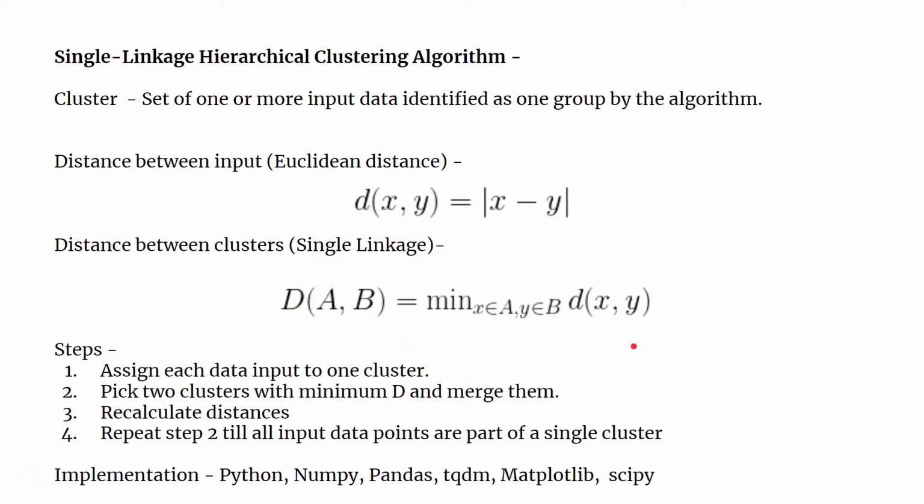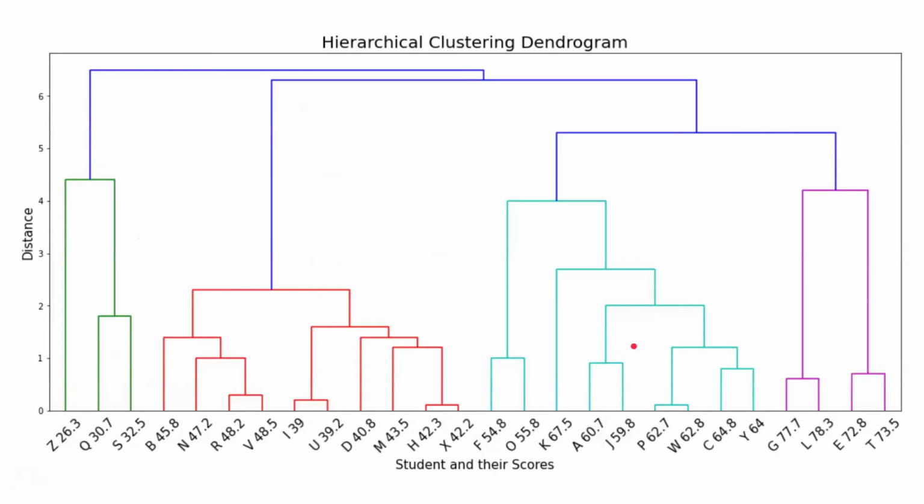Now let us have a look at the dendrogram obtained. So this is the dendrogram that was obtained after running the algorithm. Here the x-axis represents the students and their respective scores. For example, the student which had the ID U had score 39.2. Here the y-axis represents the distance at which the two clusters got merged.